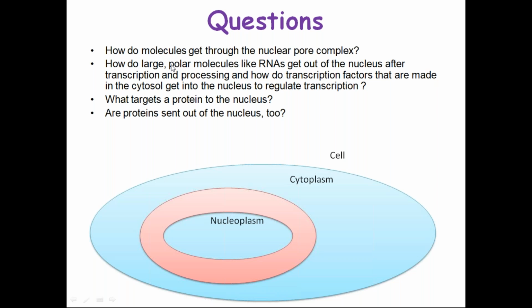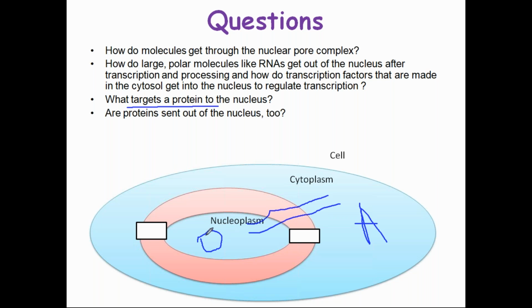But if it is a large molecule like 50 kilodalton, 100 kilodalton, and if it is a polar molecule like RNAs, then how will it be transferred from the cytoplasm to the nucleus, or the nucleus to the cytoplasm? We have to answer that question. Now, what targets a protein to the nucleus? And how are the proteins which are built here, like the transcription factors, transported outside? We have to answer these questions, and these are very important pertaining to your exams.